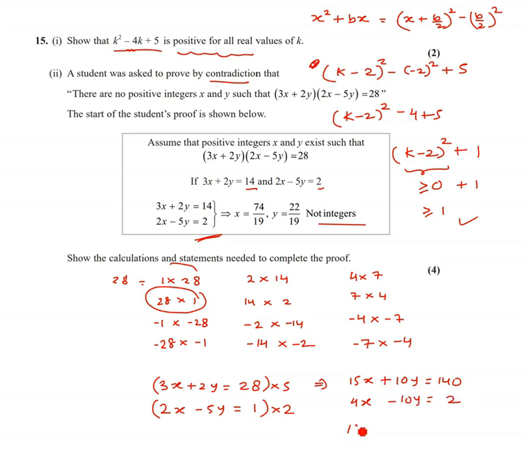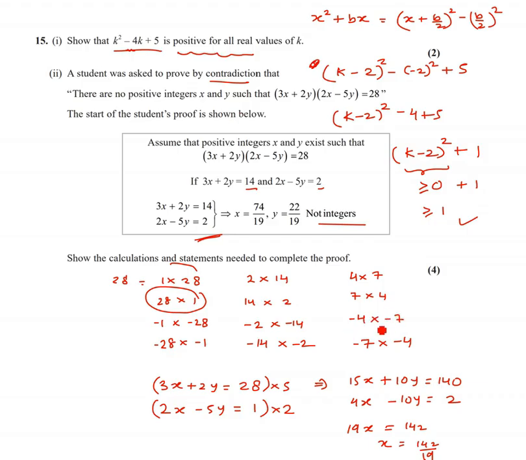Now if we add them, this gives us 19x. 10y minus 10y will cancel. 142. Now 142 divided by 19 is a fraction. So this gives us x equals 142 over 19. You can work out the y coordinate as well, but it looks like they are not integers. That's what he was meant to prove. There are no positive integers x and y. Okay, let's consider another case.